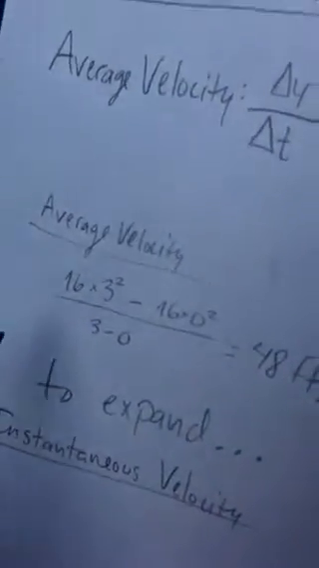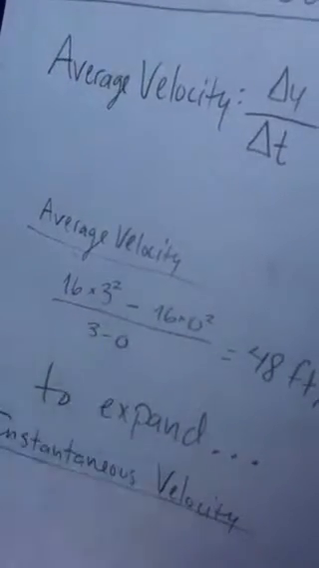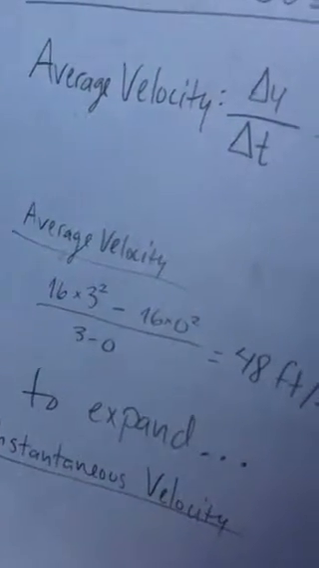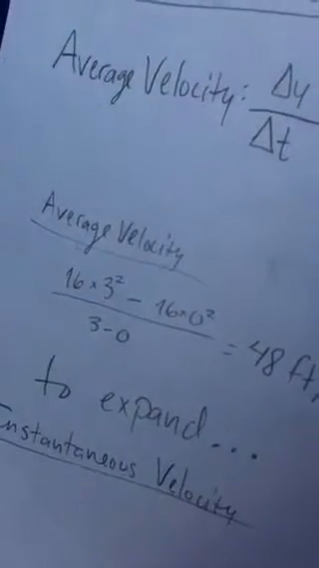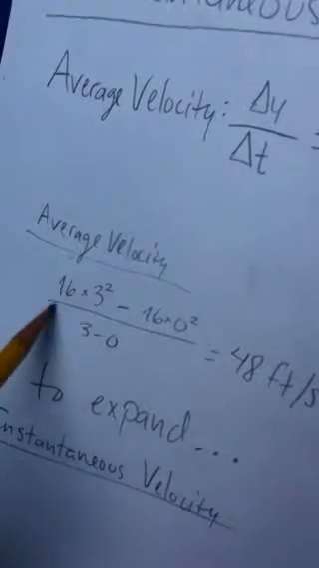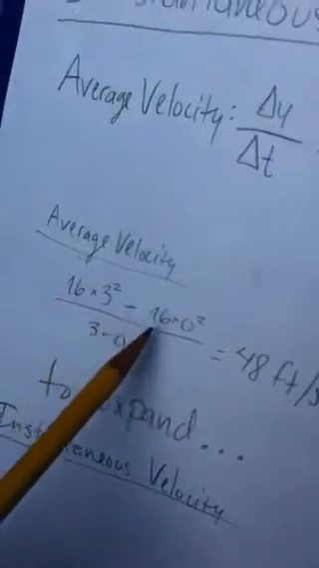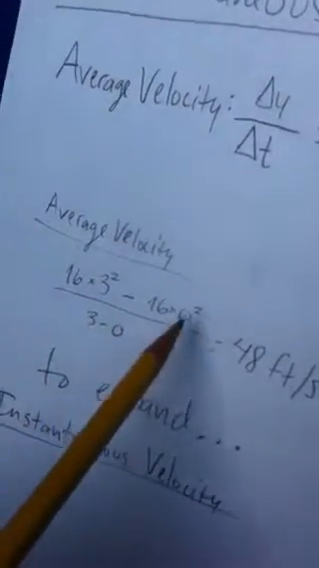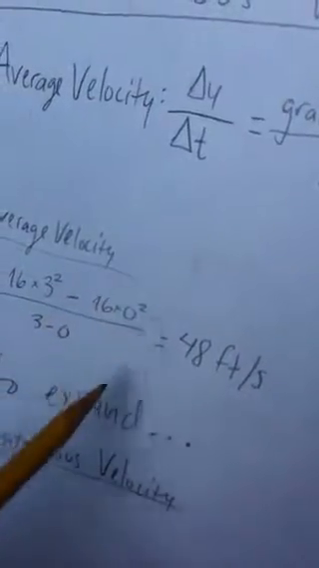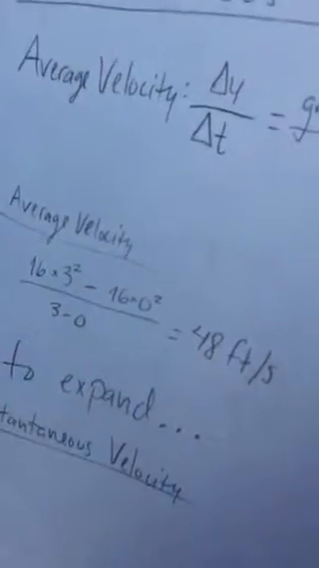So in this case, we're using 16 as our value for gravity, and 3 as the time, for the average velocity from 0 seconds to 3 seconds. We do this by going 16 times 3, which is the final time, 3 squared. That equals 144, minus 16 times 0, which is the initial time squared, and this equals 0. And this is all over 3. When you divide 144 by 3, you get 48 feet per second.